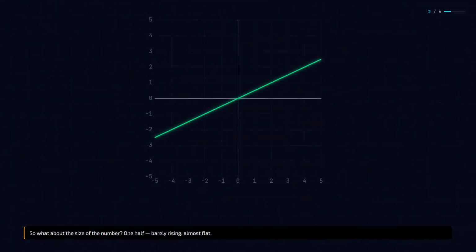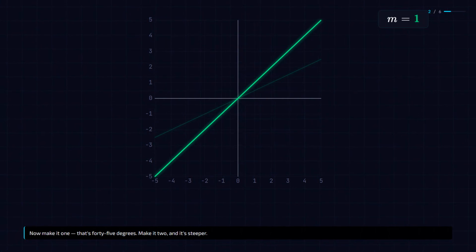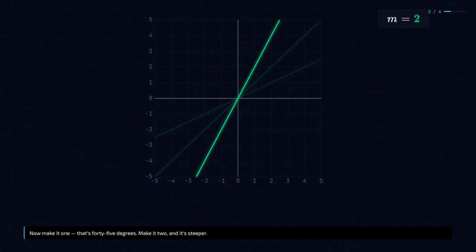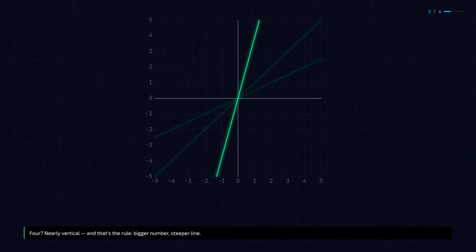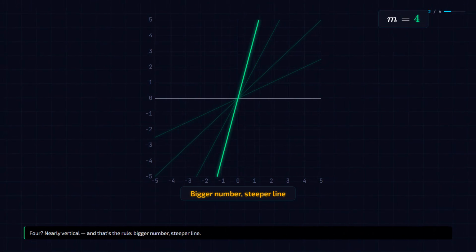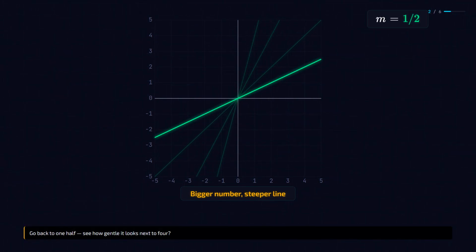So what about the size of the number? 1/2. Barely rising, almost flat. Now make it 1. That's 45 degrees. Make it 2, and it's steeper. 4, nearly vertical. And that's the rule. Bigger number, steeper line. Go back to 1/2. See how gentle it looks next to 4?